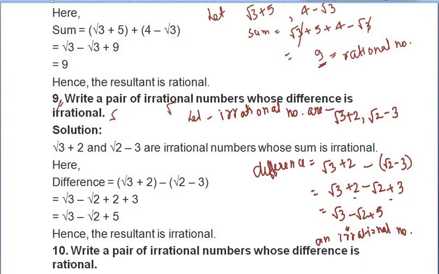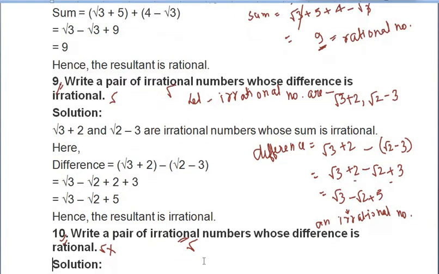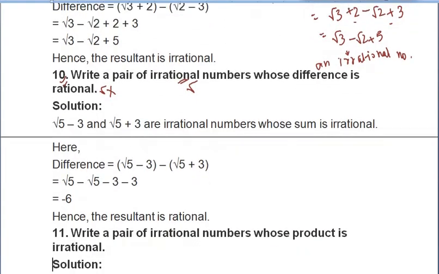Now question number 10. Question number 10 is saying: write a pair of irrational numbers whose difference is a rational number. Irrational number means the number should have under root. Rational means the answer should not have under root. In the answer there should not be any under root. So let us consider, let the irrational numbers be under root 5 minus 3 and under root 5 plus 3.